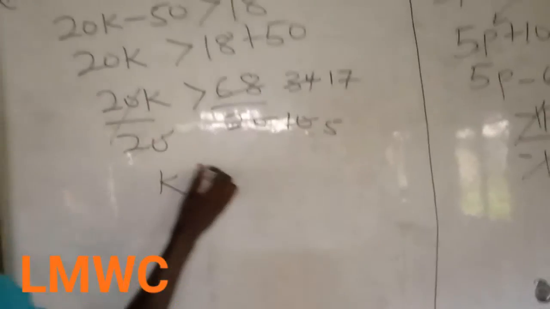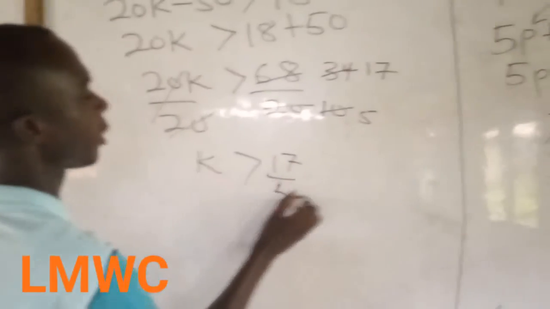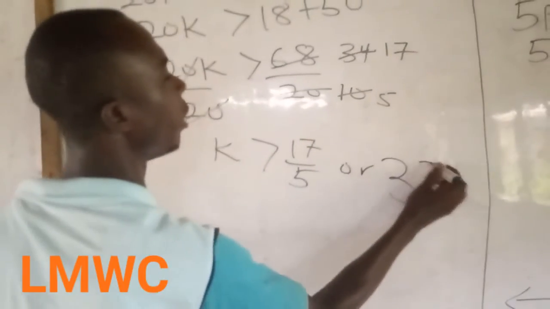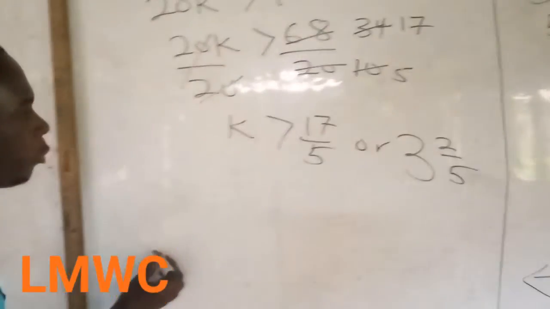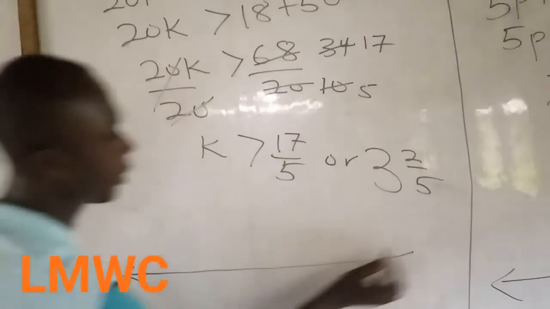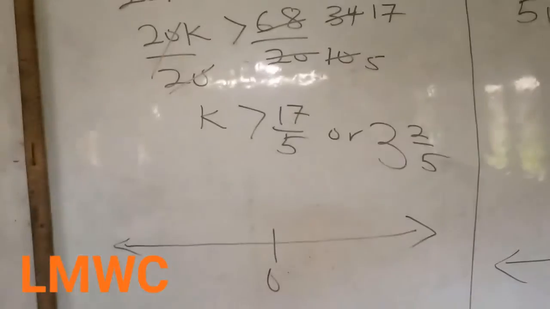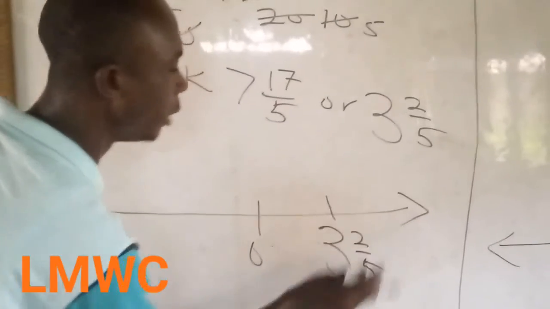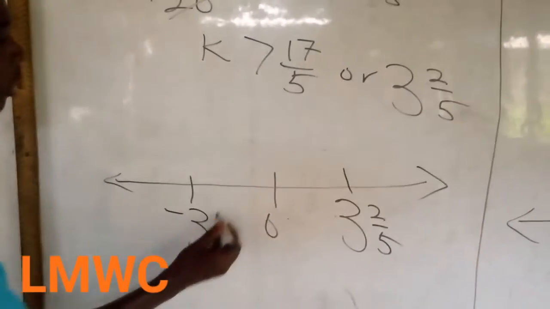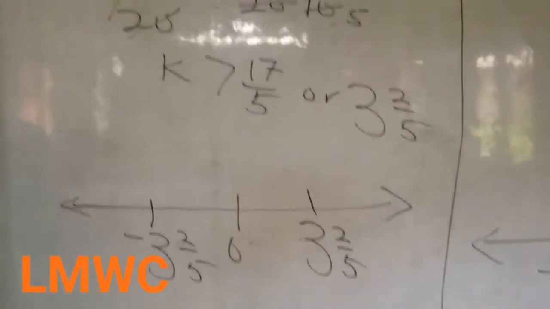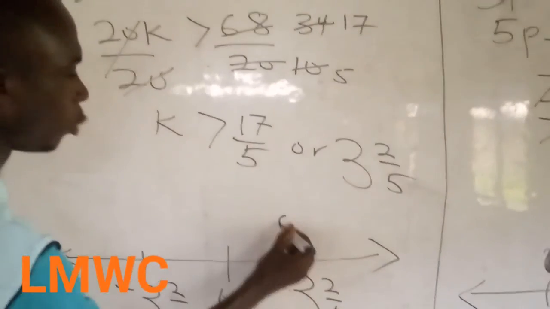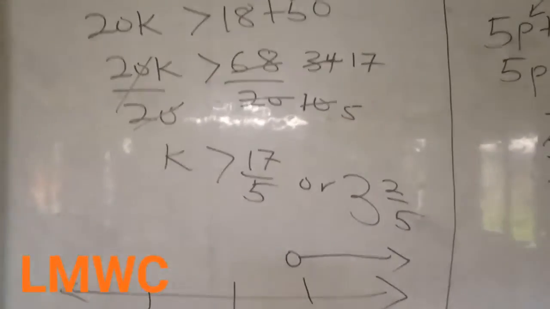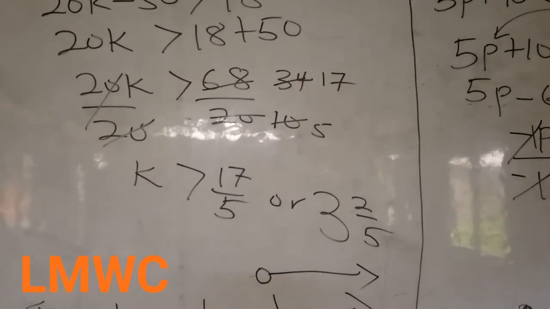So we are having what? An improper what? Fraction. You change it to what? Mixed fraction. It becomes 3 whole number 2 over 5. And if you are asked to represent this on the number line, it's not difficult. You just make here 3 whole number 2 over 5, and you negate this one, negative 3 whole number 2 over 5. So we are talking of positive 3 whole number 2 over 5 and greater than. So you won't shade it. That's the last example. 3.